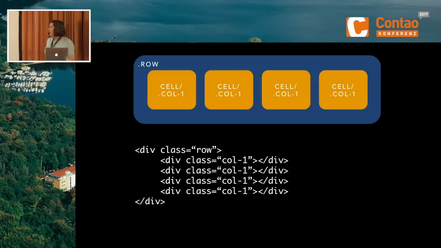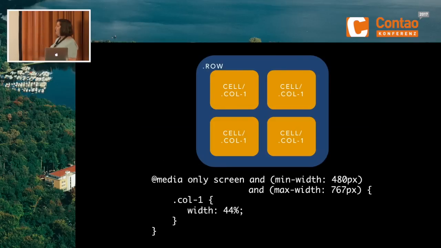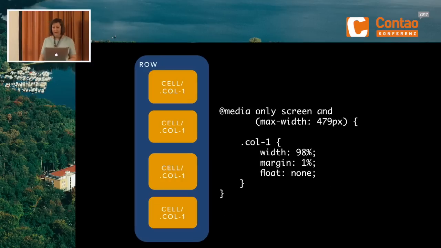So code might look like this. We have a row, we have some cells inside of it. Here's the HTML. Super simple. Yeah? Here's what our row code might look like. On the left, this is simply a clear. It's a methodology for a clear if you look it up. It works across browsers. Here are the columns. They float, they have a margin, they have a width. So far, so good. Yeah? Good. When we put in a media query, we can make them smaller, then they stack on top of each other. Okay? And with a different media query, they go even smaller. So far, so good.